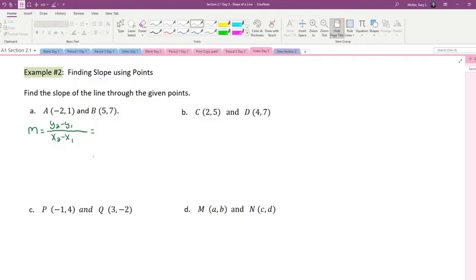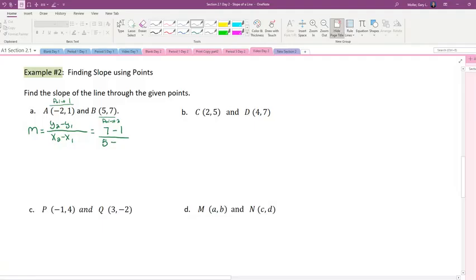So probably for at least the first couple of weeks of doing things with slope, just to be consistent, I will probably always call the second point written down point 2, and I'll call this one point 1. But again, I want to be clear. It does not matter which one you call which, as long as you're consistent. So y2 is 7 minus y1 is 1 over x2, which is 5, minus negative 2.